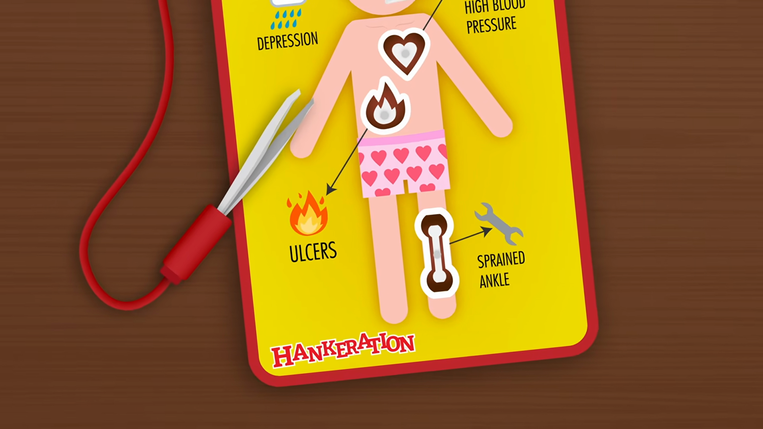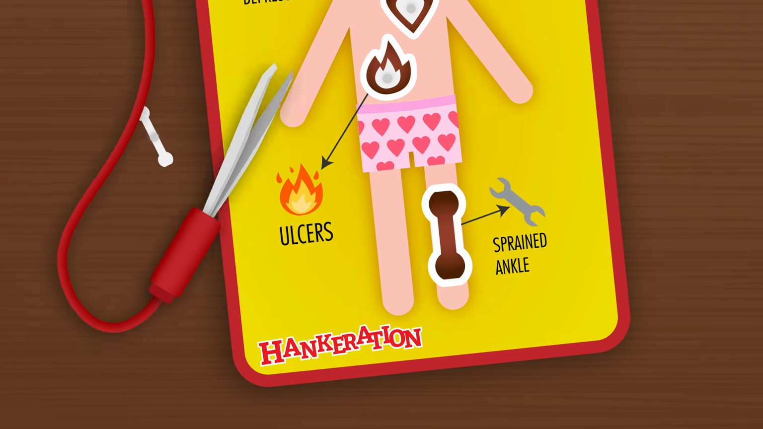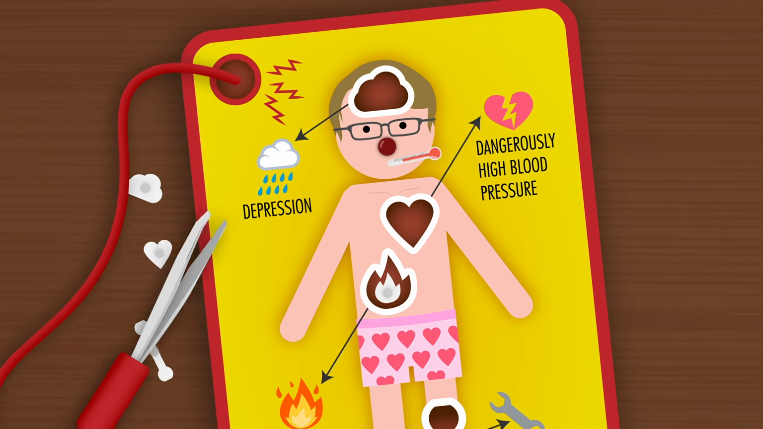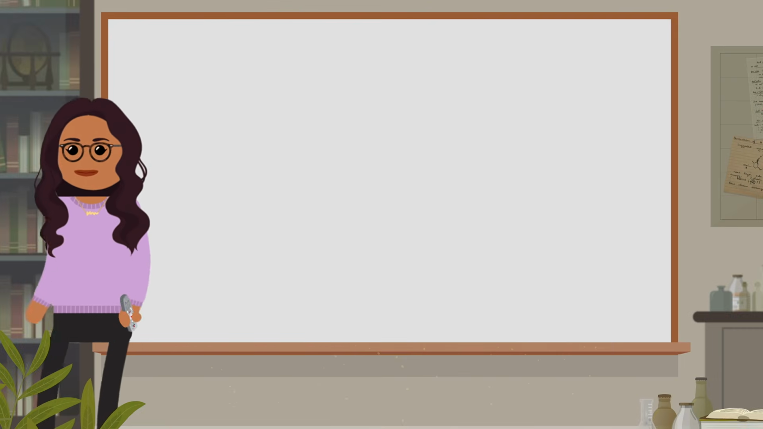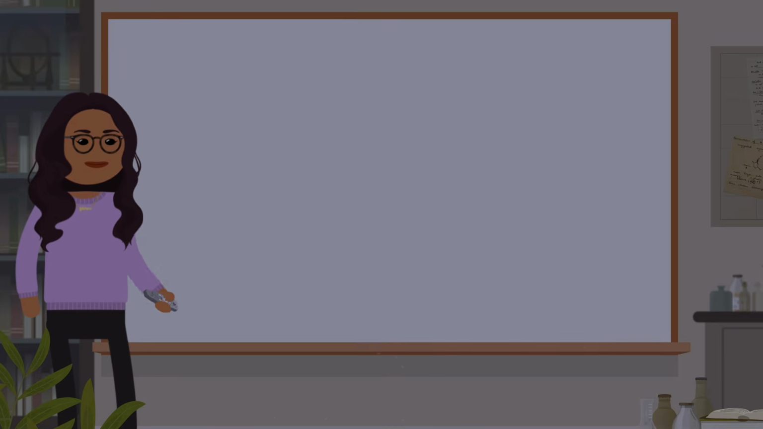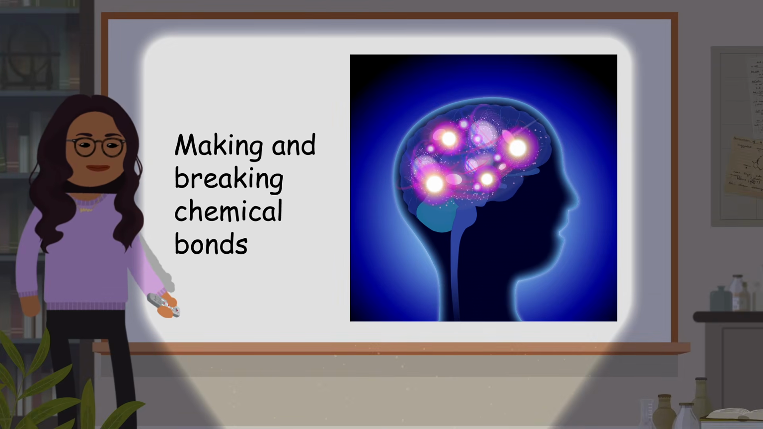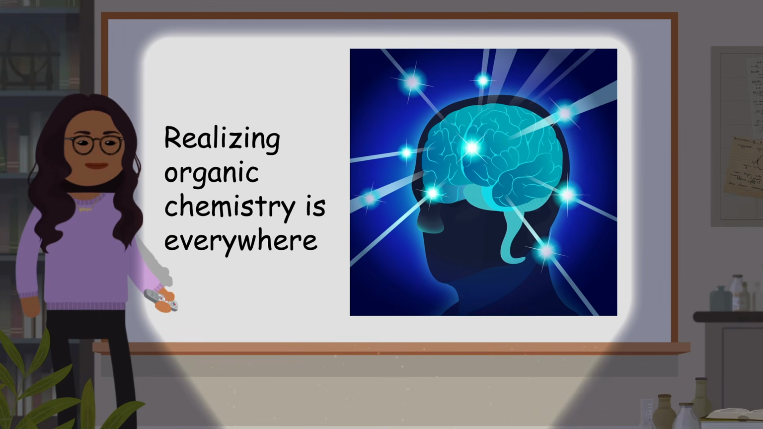And medicinal chemistry is so much more than just fighting infections. Sometimes our own bodies go a little haywire, and a carefully crafted medicine can help fix all sorts of things, like relieving the pain of a sprained ankle, lowering dangerously high blood pressure, helping us manage depression, healing ulcers, and so much more. All these big questions can be solved with what we've been learning throughout this series. Understanding the properties of organic compounds, making and breaking chemical bonds, and using lab equipment to purify the compounds we want. I know I've said it before, but organic chemistry is everywhere.